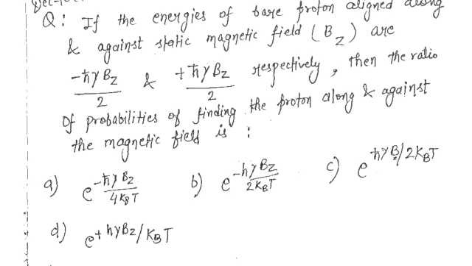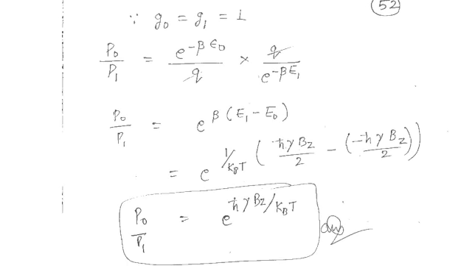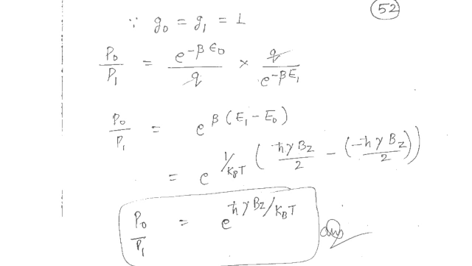Okay, now moving to the solution part. As we know, the degeneracy in the nuclear energies is 1. The degeneracy means when the nuclei get aligned with and against the magnetic field, they will have only a single degeneracy. So g0 and g1 values will be 1.